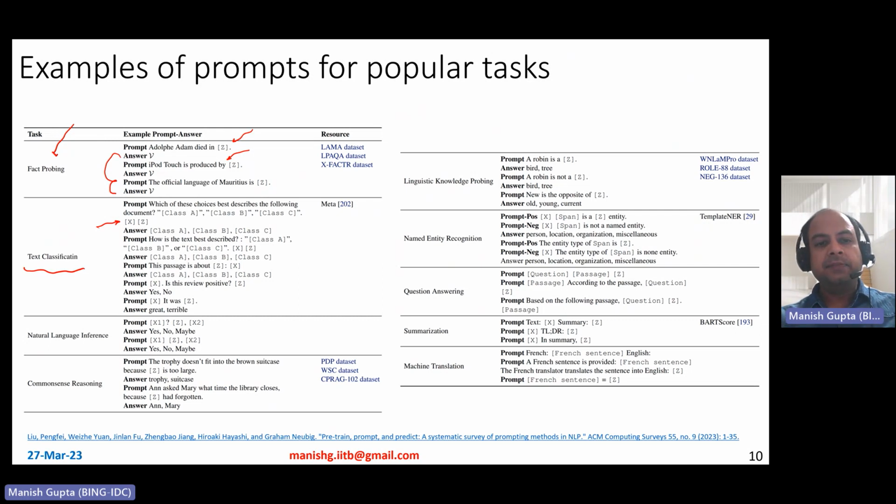For example, you could have other things like how is the text best described, whether it is science, sports, or fiction, or whatever, right? And then you can give the text and then ask the model to come up with Z, the output. And the answer, of course, has to be ABC only. Natural language inferencing task: this is a prompt that we saw earlier in the video. Common sense reasoning task: the trophy doesn't fit into the brown suitcase because that is too large, and the possible answers could be trophy or suitcase, one of the nouns that was already there in the prompt.